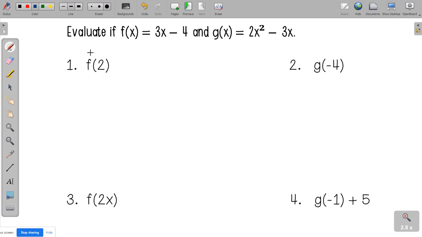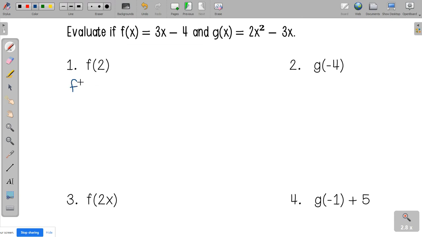So we need to evaluate it. Number one says we have f of 2. All that means is whatever is inside the parentheses gets substituted in for x. So we have our function. Since it's dealing with the f function, we're using the first equation.